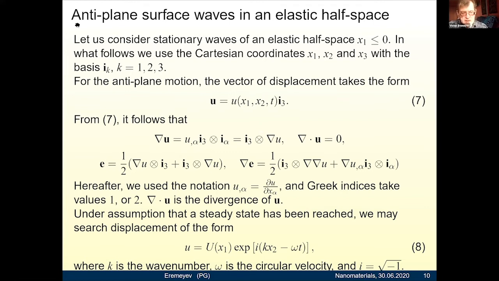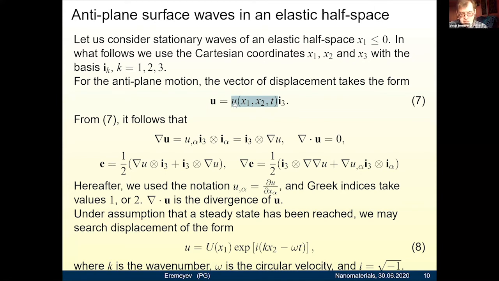What is interesting in the case of antiplane surface waves? Antiplane deformation looks like that. So here we have the simplest deformations. We have only one scalar function depending on two spatial variables, and it is the displacement directed in the third direction. For this case, everything is significantly simplified.